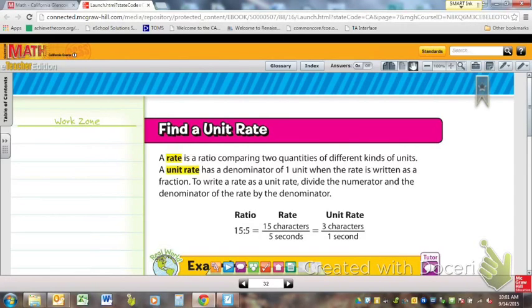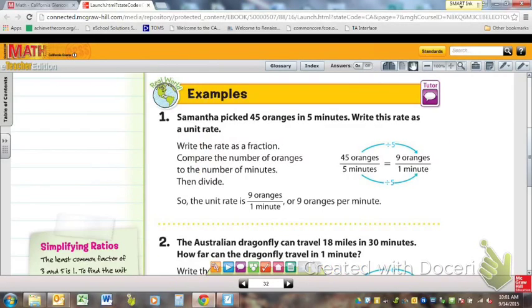So what we're doing is trying to find something out of 1 second, 1 mile, 1 minute. You're basically just reducing a fraction. Even if it's an improper fraction, that's okay because this is a unit rate.